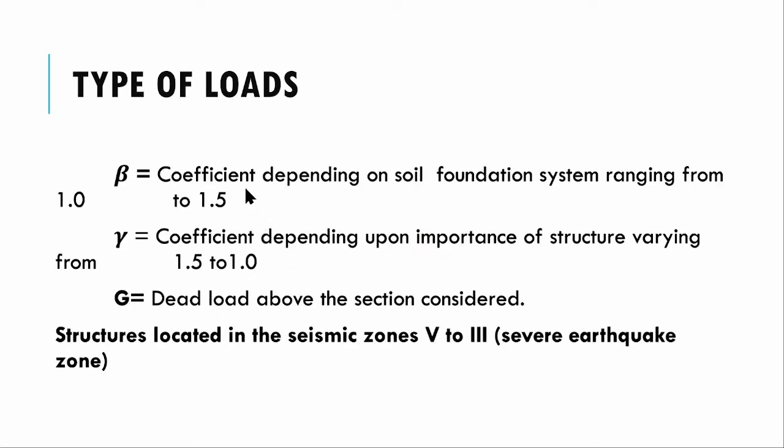After that, beta is coefficient depending upon soil foundation. And gamma is coefficient that depends upon the importance of the structure. The G, after alpha, beta and gamma, G is dead load above the section considered. The structures that are located in zones 3, 4 and 5 are considered severe earthquake zones.